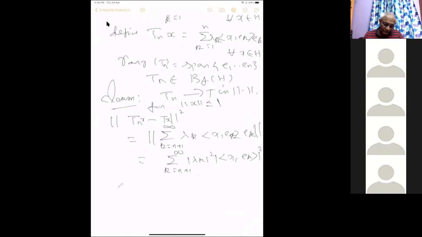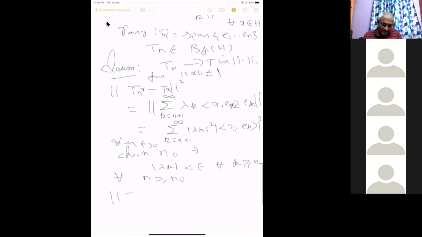Now choose, given epsilon greater than 0, choose n naught such that |lambda_k| is less than epsilon for all k greater than or equal to n naught. Then for all n greater than or equal to n0, this is ||T_n x - T x|| squared, which is this thing.